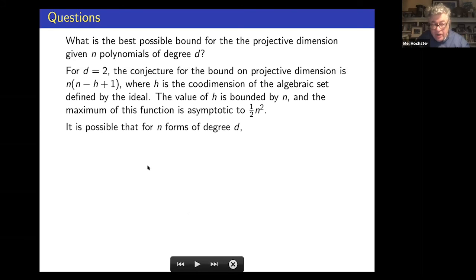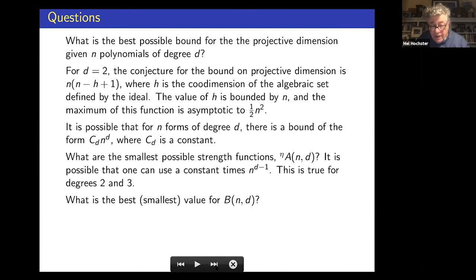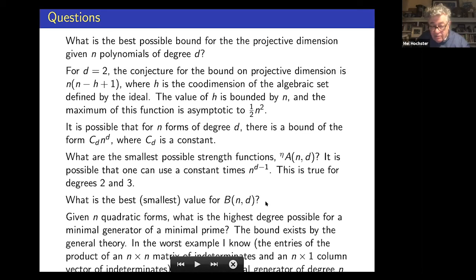And so it's possible, so far as I know, that for n forms of degree d, there's a bound of the form some constant times n to the d. But let's say that's totally unknown even for cubics. And what about the strength functions? Well, it's possible that one can use a constant times n to the d minus 1. That works for quadrics and cubics. And we can ask for what is the best or smallest value for B and D, and that's totally not known.